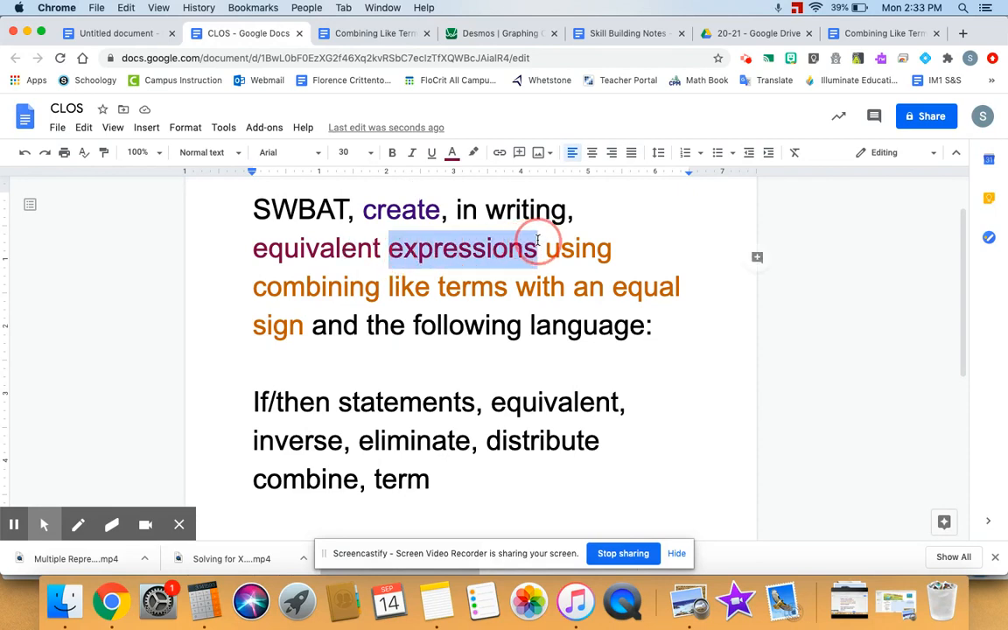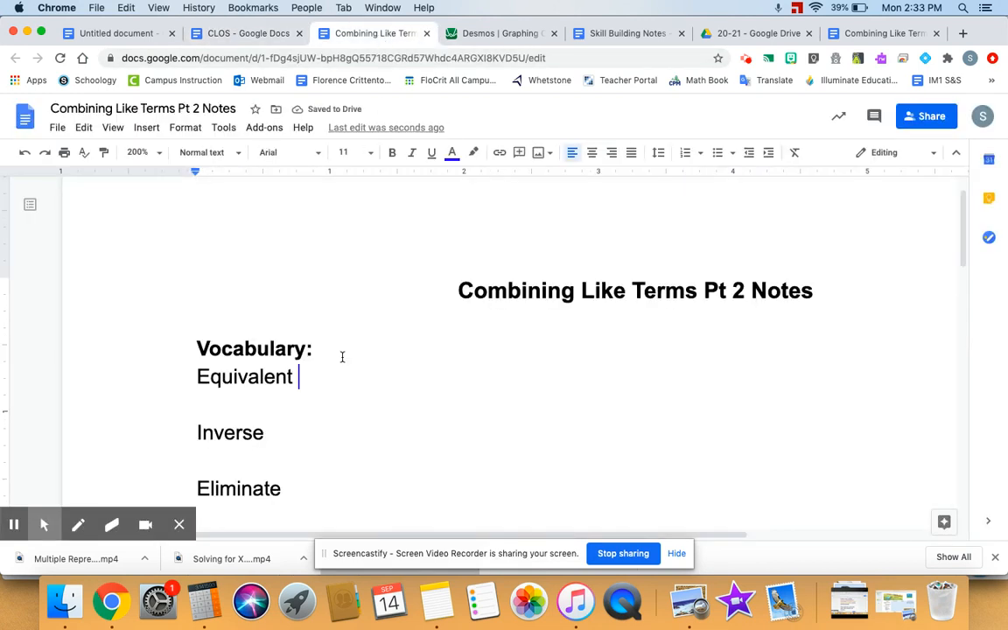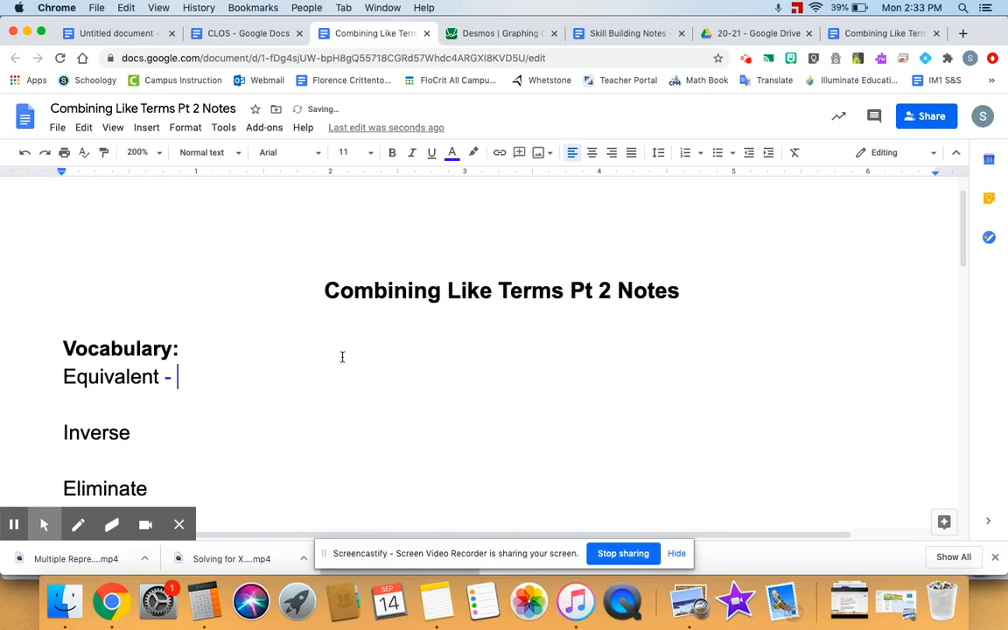Remember, expression just means math. So equivalent is the first vocabulary word that's new. Equivalent just means equal to. Another way to think about that is the same. So if two things are equivalent, they're the exact same, or they're equal to each other.